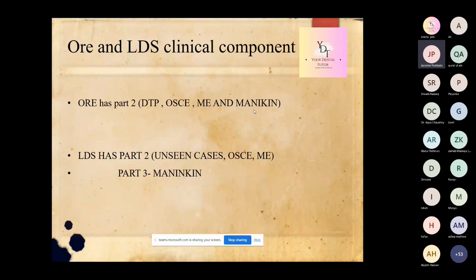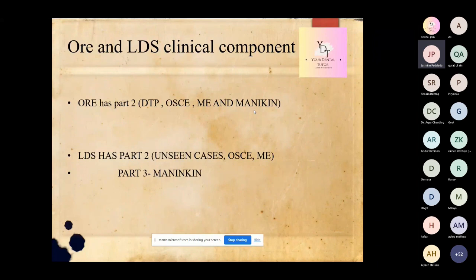You don't have a viva here, but you have to enact how you will work if there is a medical emergency. So again, we will be training you for this component once that time comes, and if you decide to stay with us in part 2 as well. Unseen cases, the difference I will explain to you later on, how unseen cases and DTP differ from each other.